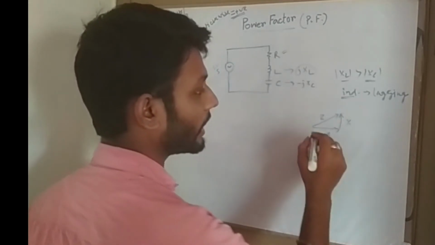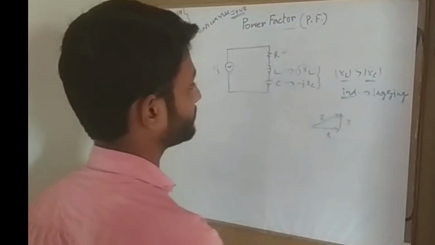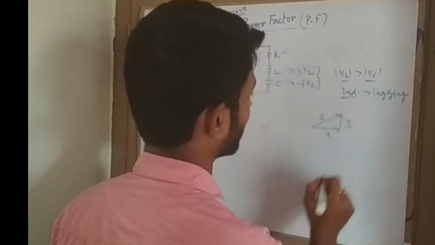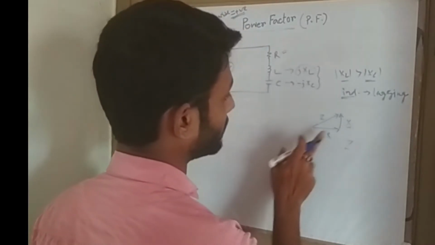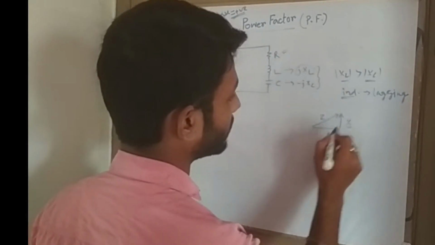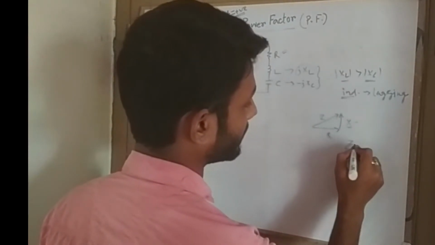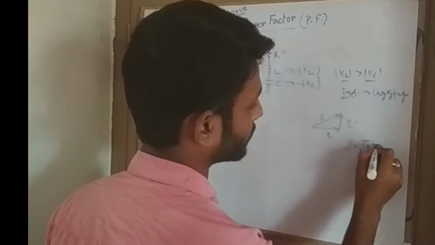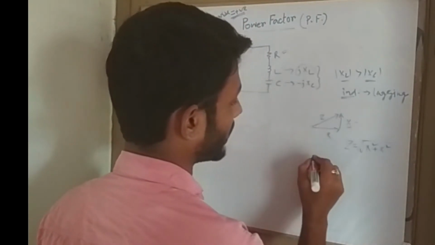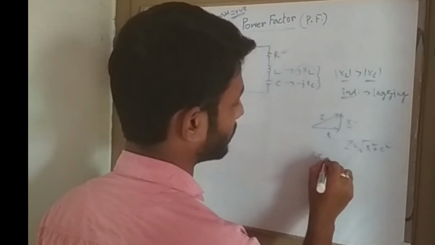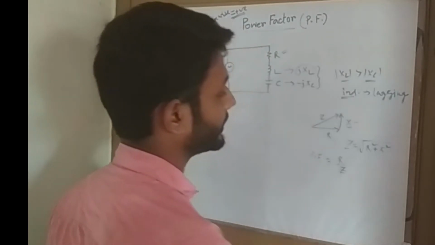Okay, X is the difference between these two, that is the net reactance value. And from this triangle we will get R value, X value, and from these two we will get Z value as Z equals root over of R square plus X square. And at last the power factor value we will find as power factor equals R divided by Z.